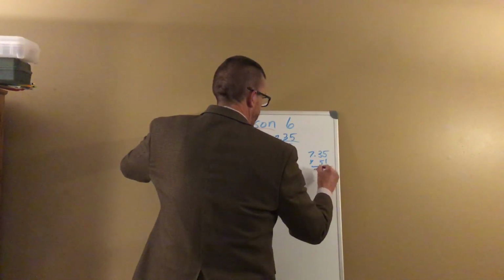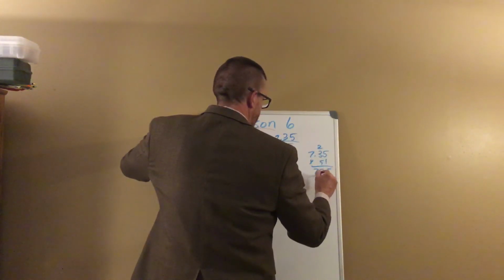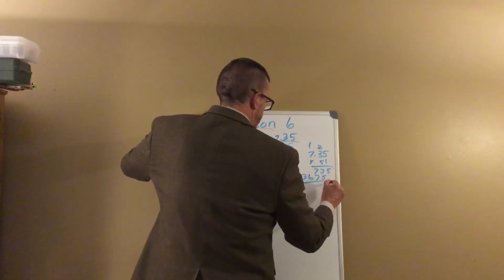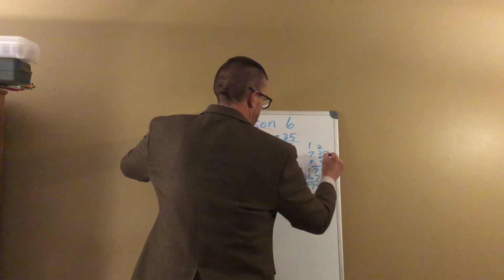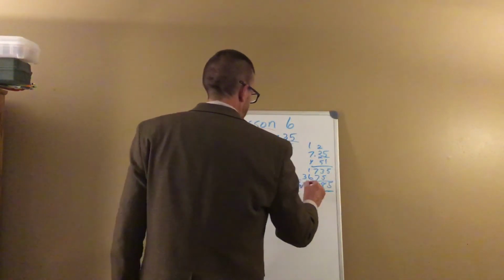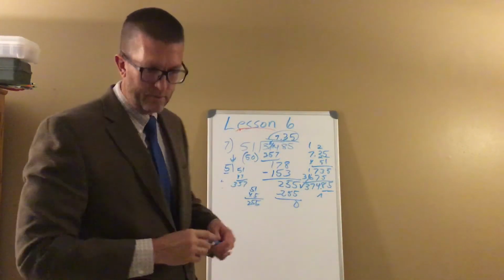5 times 1 is 5, 5 times 3 is 15, 17. Regroup. 5 times 7, 25. Regroup 2. 5 times 3 is 15, 17. Regroup 1. That would be 36. 5, 8, 14, 7. 1, 2. Insert my decimal. It checks out. 7 and 35 hundredths is your answer.